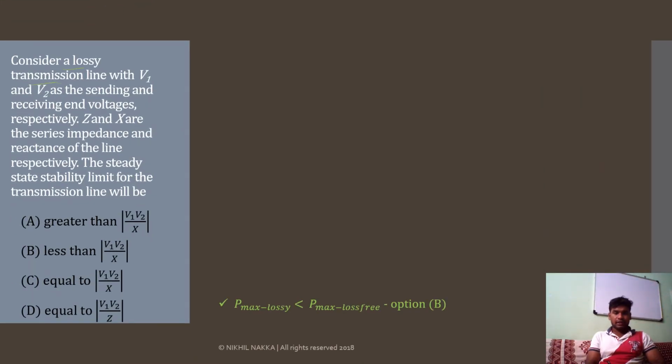Consider a lossy transmission line with V1 and V2 as sending end and receiving end voltages respectively. Z and X are the series impedance and reactance of the line respectively. The steady state stability limit for the transmission line will be some options given. Okay, so we will understand certain things.